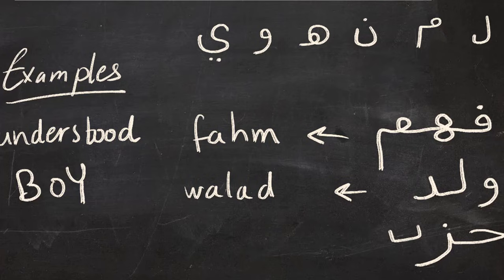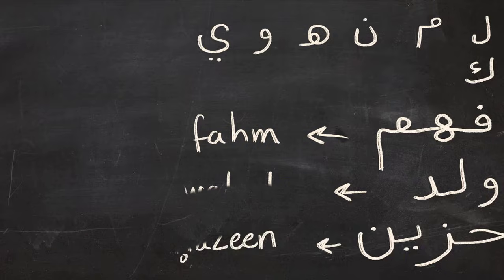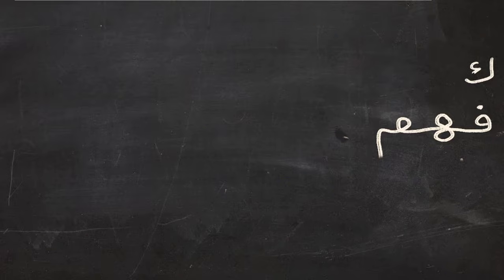Last example is Hazin. As you can see, I'm using the H with a little circle under it to show you that it is the Ha sound. And Hazin means sad. Now, the letter that I was missing was Kaf. Pay attention. You should be able to recognize all letters by now and their positions.